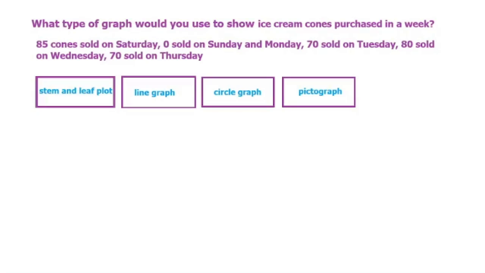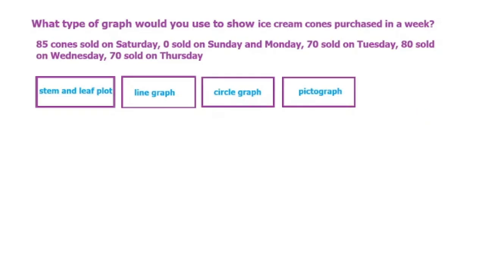In this video, we're going to learn about what graph best fits a particular problem, if we need to show it on a graph. So if we have a problem like this that says, what type of graph would you use to show ice cream cones purchased in a week? 85 cones were sold on Saturday, none were sold on Sunday and Monday, 70 were sold on Tuesday, 80 were sold on Wednesday, and 70 were sold on Thursday. So what's the best way to show this? And your choices are stem and leaf plot, line graph, circle graph, or pictograph.